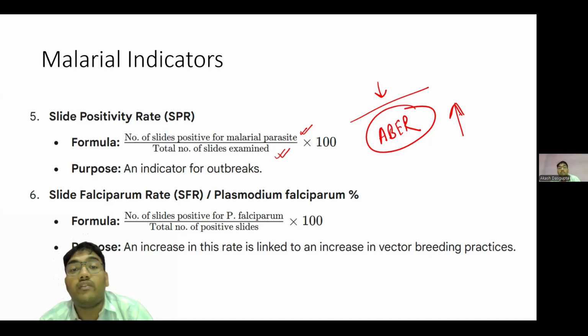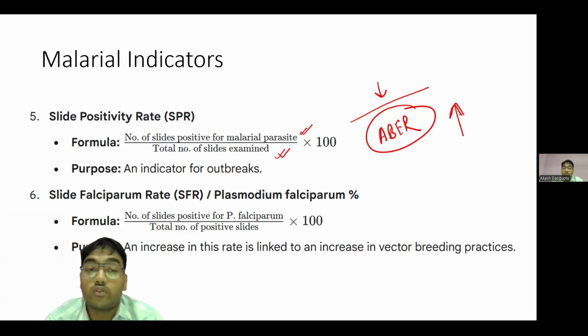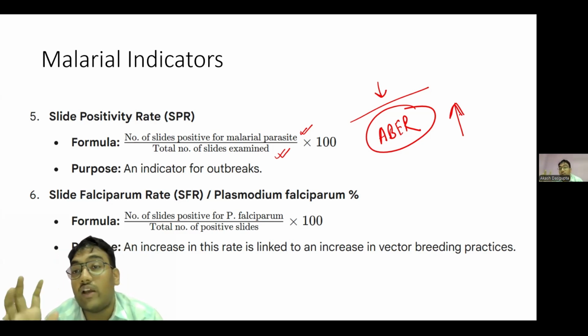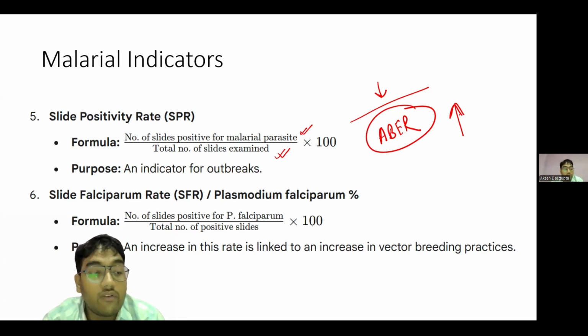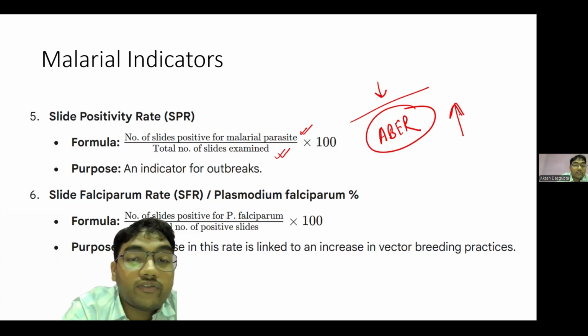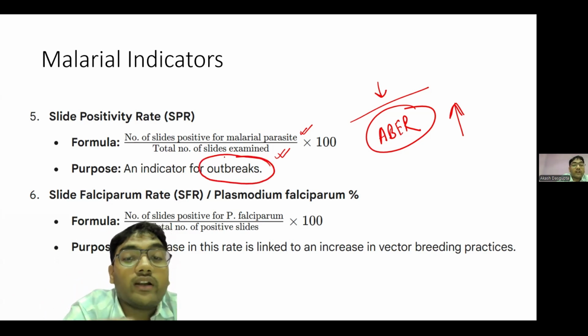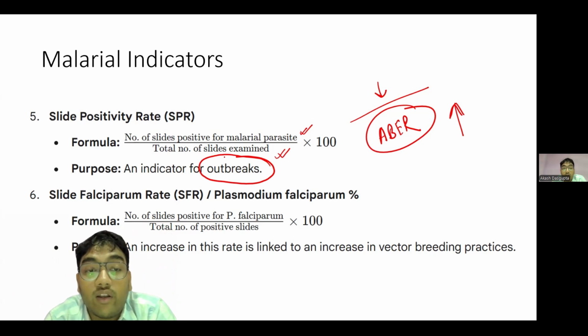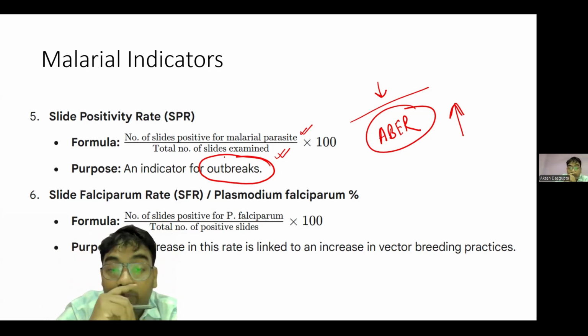So there the proportion of positive slides will be higher. Okay. So slide positivity rate has to be interpreted in a situation where you are having a sufficient ABER and where your active surveillance is functioning properly. Okay. And that is only when you can reliably make interpretations out of slide positivity rate. Okay, so slide positivity rate is an indicator for outbreaks. It is very, very important to understand that it is an indicator for outbreaks. So during the monsoon seasons or high transmission seasons, the slide positivity rate becomes important.